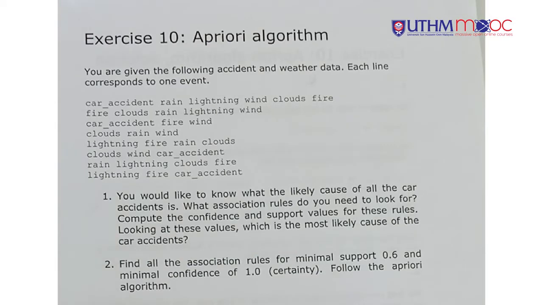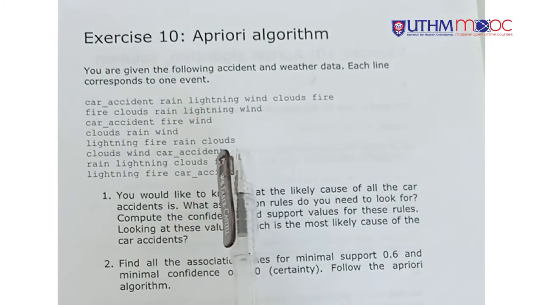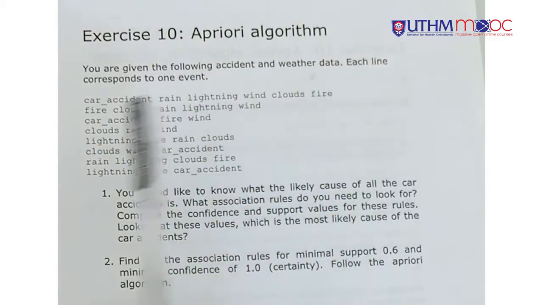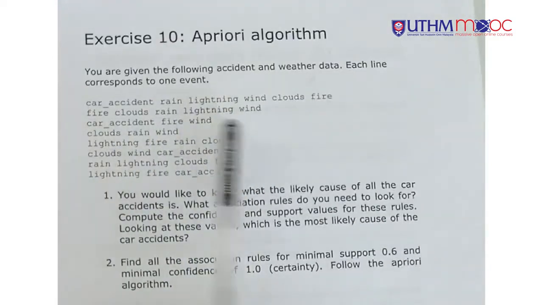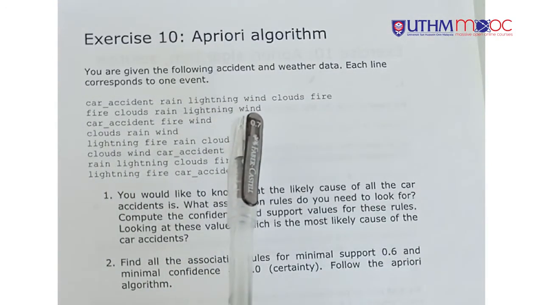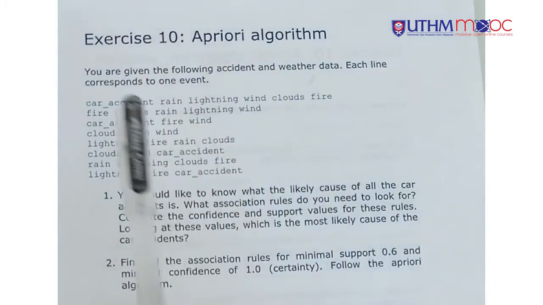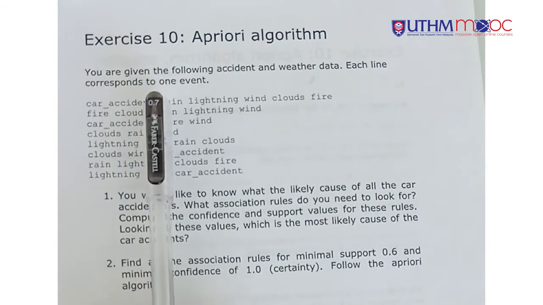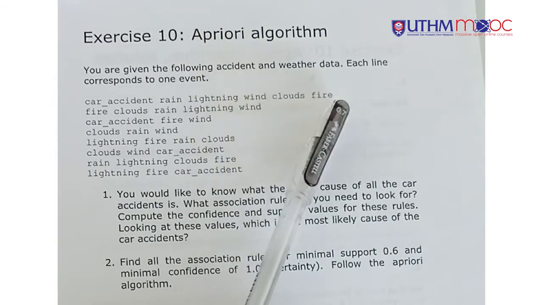Now the question says you are given the following data set here, accident and weather data. Each line corresponds to one event, so this is one event, one event, one event, one event, basically one transaction. In the first transaction, there is a car accident when it rains, and there is lightning, wind, cloud, and fire.